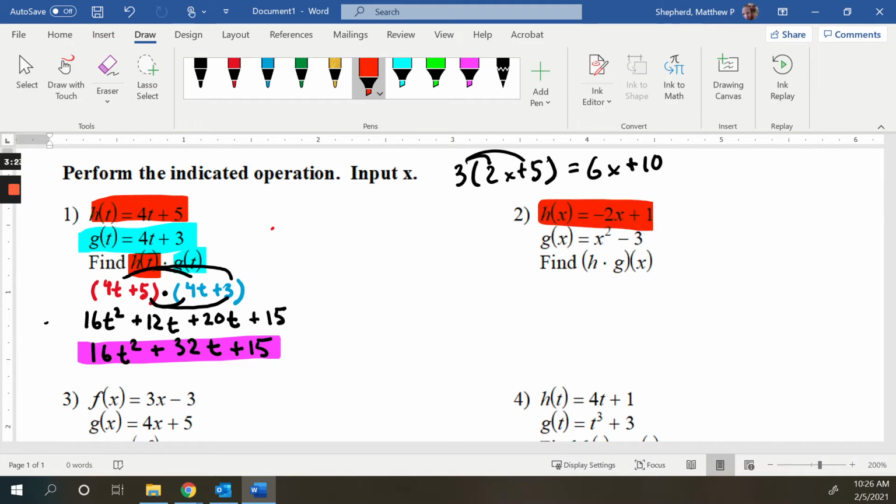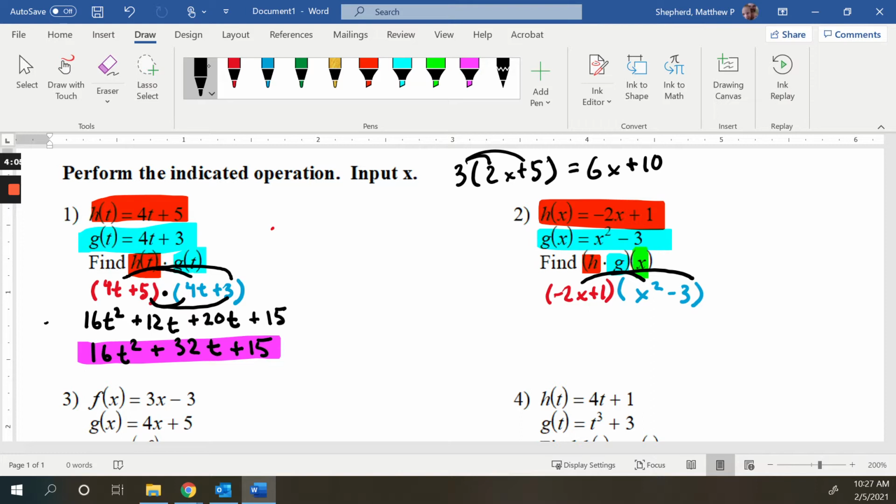Let's go ahead and do that again. So we got h of x, g of x, and they want us to figure out h times g of x. So let's go ahead and start that. H of x is once again just going to be negative 2x plus 1. So I just did the same kind of direct substitution from last time. G of x is equal to x squared minus 3. Now we're going to begin that same distributive multiplication that we did last time.